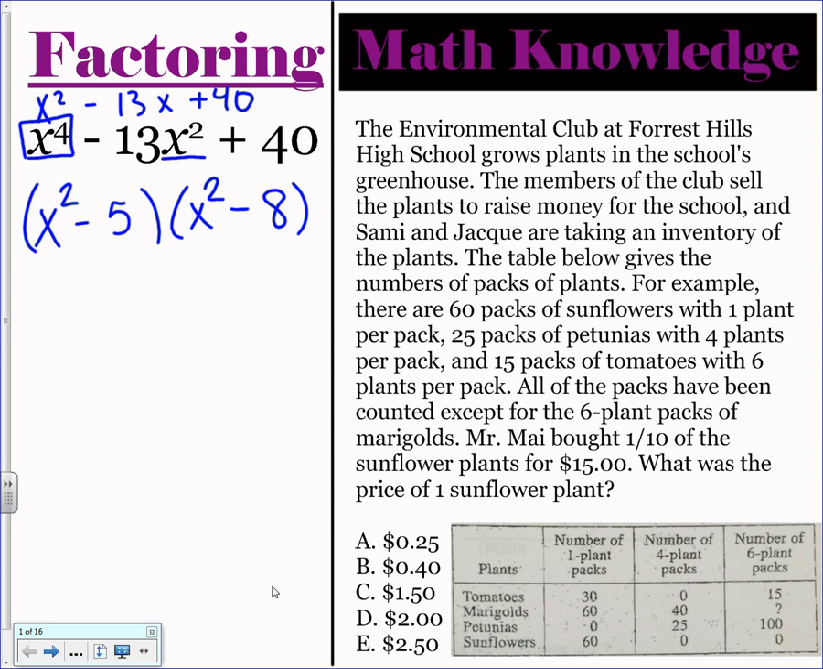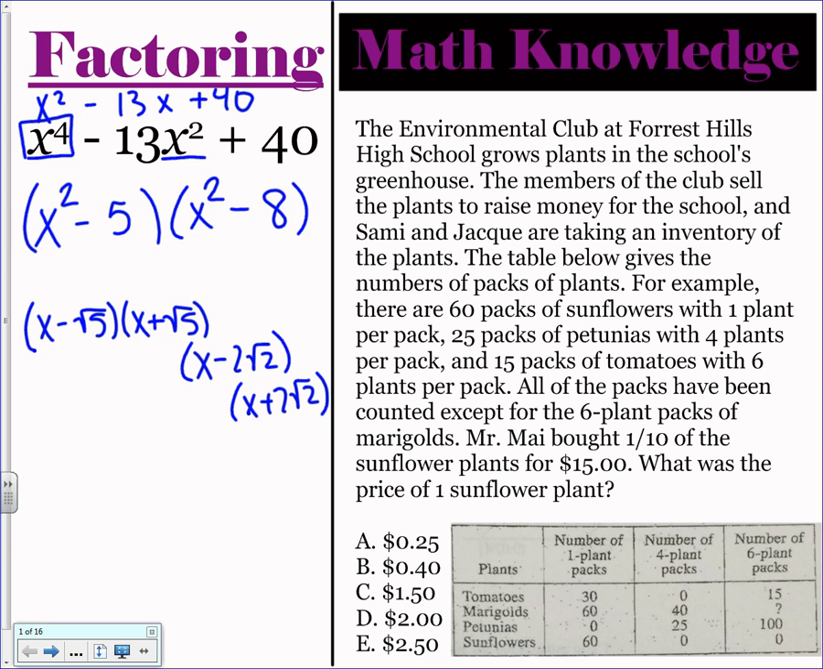Technically, you could factor it as x minus the square root of 5 times x plus the square root of 5, and then also x minus 2 square roots of 2, because that's the square root of 8, and then x plus 2 square roots of 2. But we usually just leave them as integers, and so that will be your answer for today.